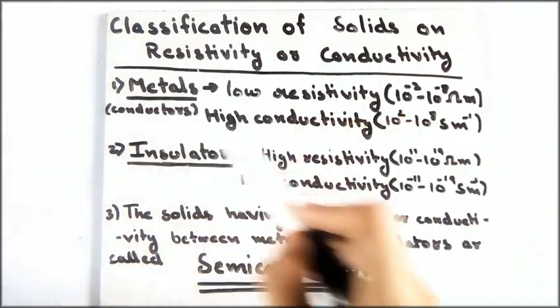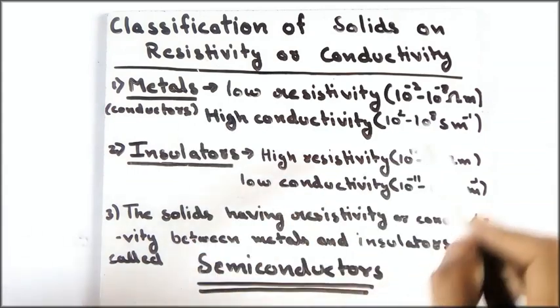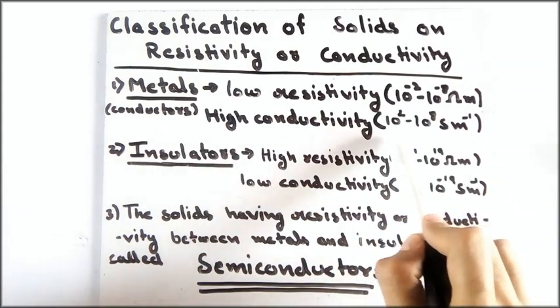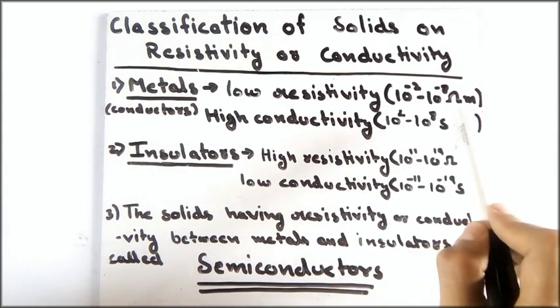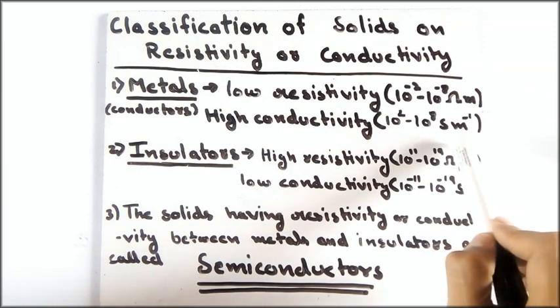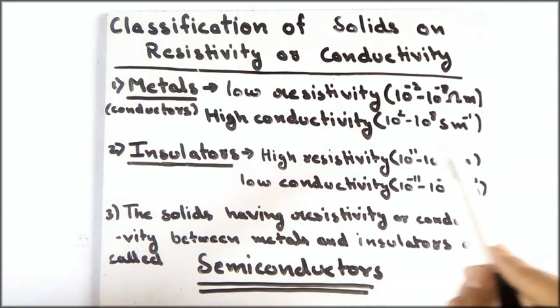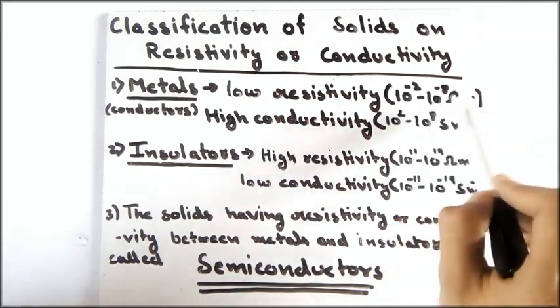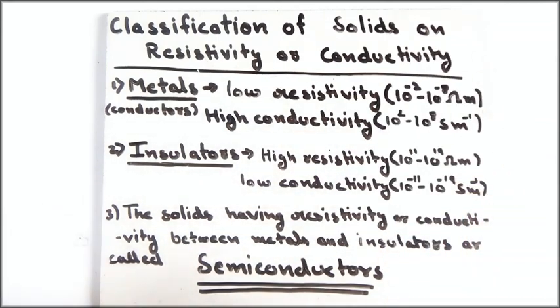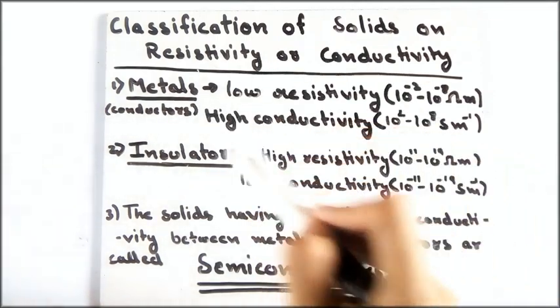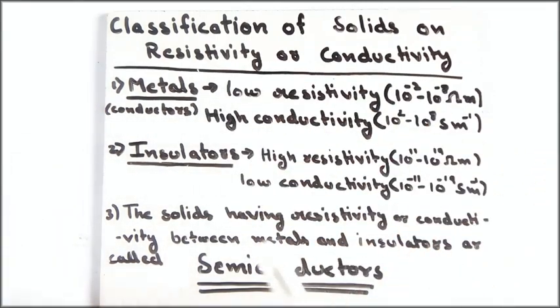Now they have low resistivity and high conductivity, which is 10 raised to the power 2 to 10 raised to the power 8 Siemens per meter. Now this is also very important. Remember this unit too. You can remember these terms, but they are not asked in exam much. They will ask what is resistivity or conductivity.